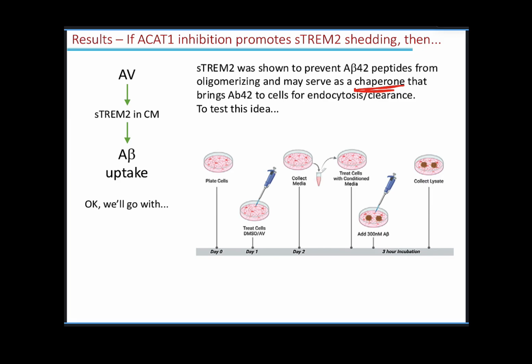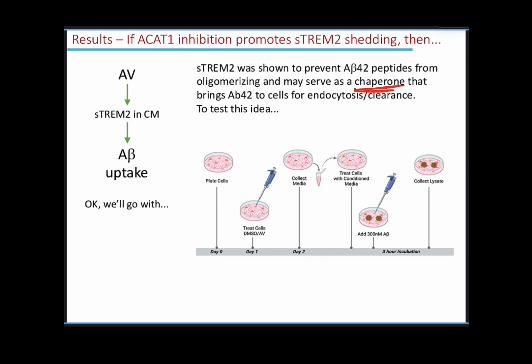They plate the cells on day 0. Let's do red. They plate cells on day 0. Then they treat the cells for a day or so with DMSO, which is the vehicle for drugs, or the drug itself, AV, right? So they're treating the cells for about a day with AV or no. They let the cells react to that AV and put out to their culture media whatever they're putting out.